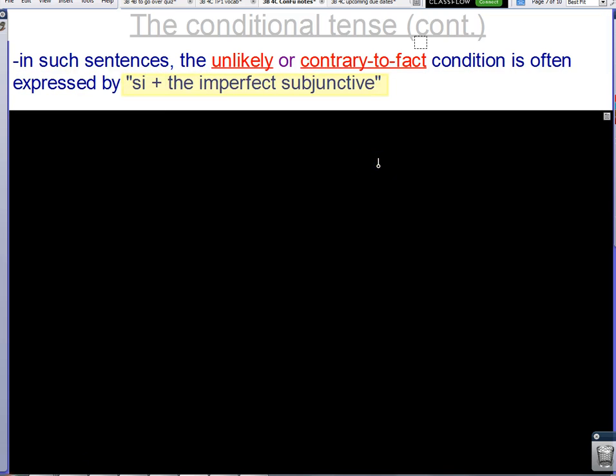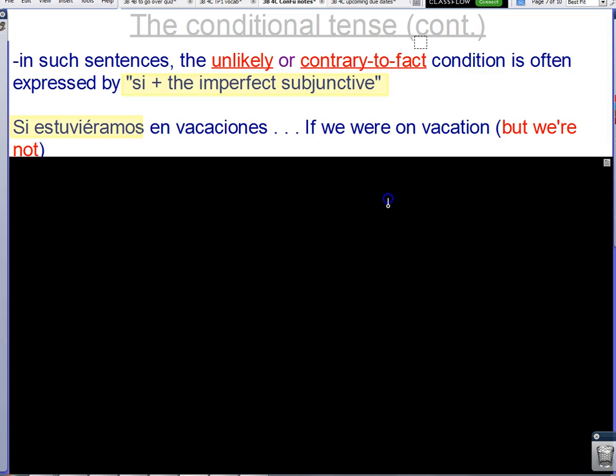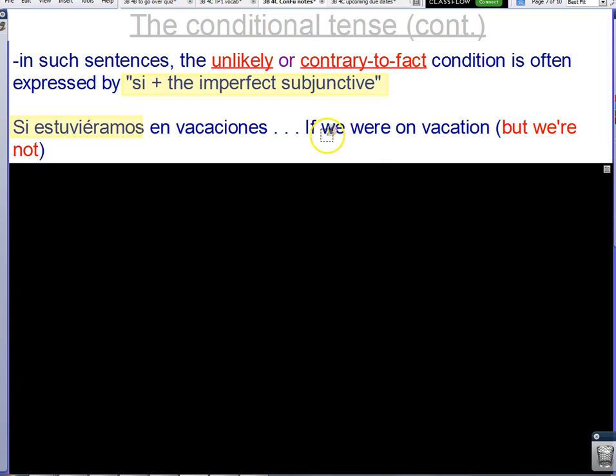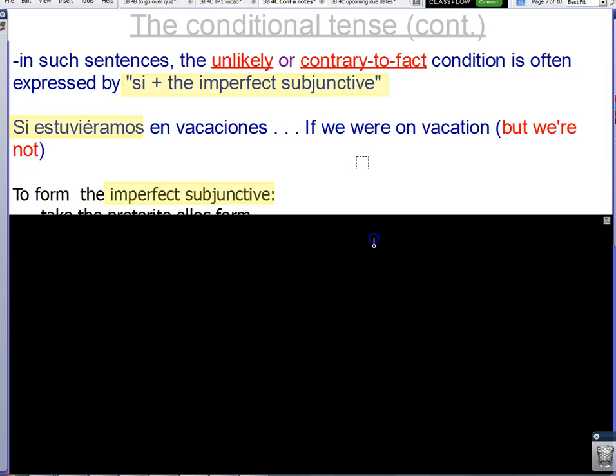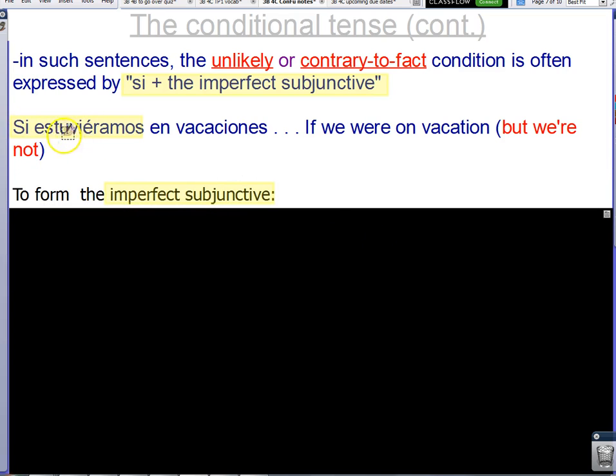In such sentences, the unlikely or contrary to fact condition is often expressed by si plus the imperfect subjunctive. Si without an accent. What does si without an accent mean? If. If we were on vacation, but we're not. So this verb right here is estar in the imperfect subjunctive. How did we get that?